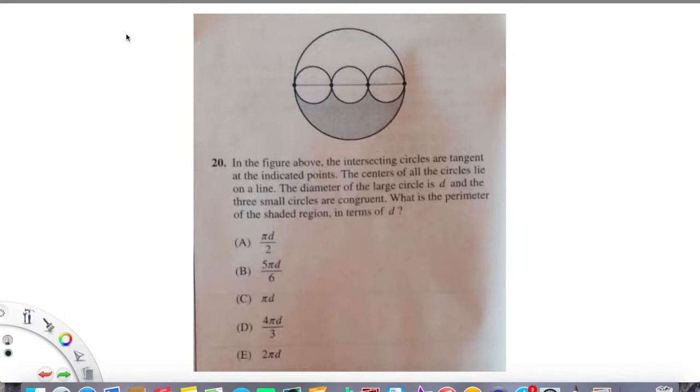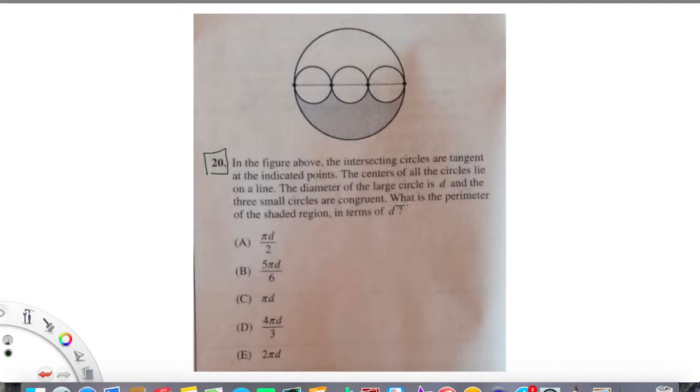We're going to take a look at a hard geometry problem from the SAT today. So this is number 20. It's supposed to be the hardest problem in a given section. They're expecting most people to get this problem wrong. Let's see if we can figure out a good way to answer it correctly.